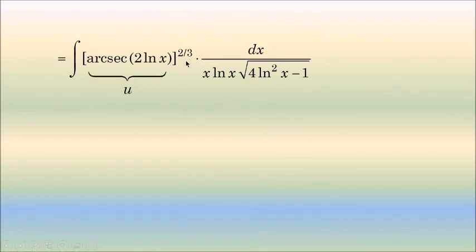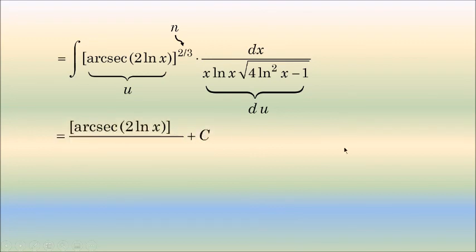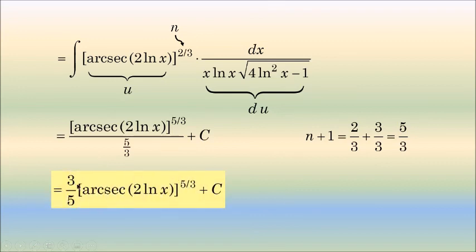Hence, we have integral of u to the n du. So this is equal to u to the n plus 1, but n plus 1 is 5 over 3. So we have arc secant of 2 ln x to the 5 over 3 over 5 over 3 plus c. So we have 3 over 5 arc secant of 2 ln x quantity to the 5 over 3 plus c. So this is the integral.